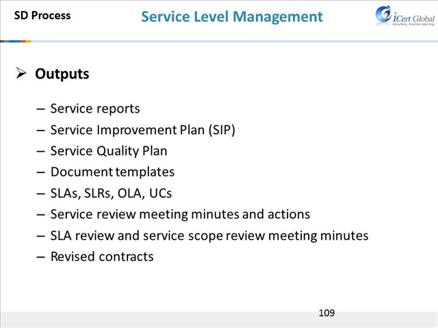Outputs. The outputs of SLM should include service reports, service improvement plan, SIP, service quality plan, document templates, SLAs, SLRs, OLAs, UCs, service review meeting minutes and actions. SLA review and service scope review meeting minutes. Revised contracts.